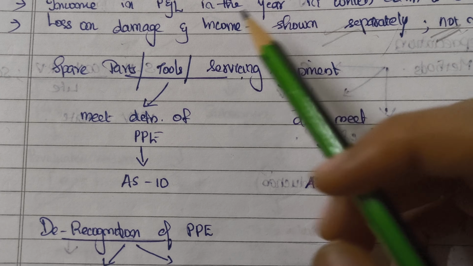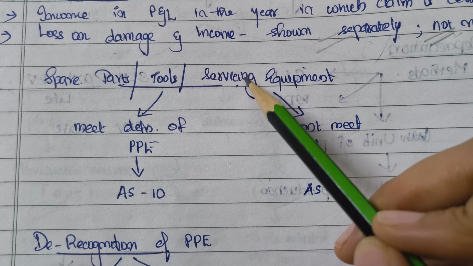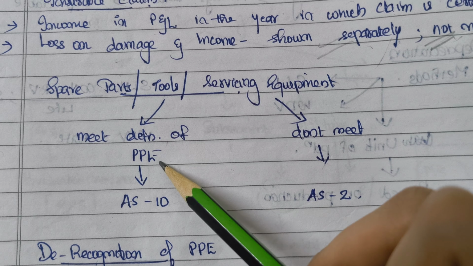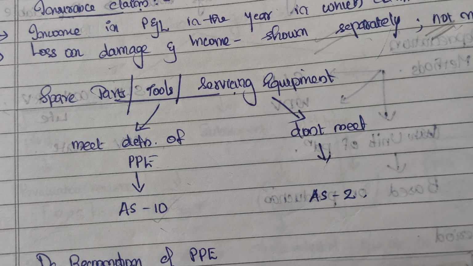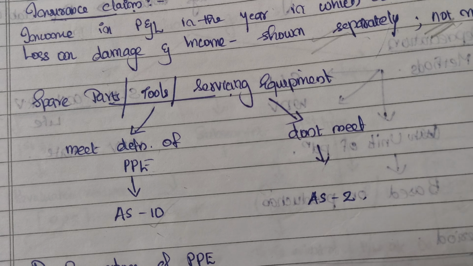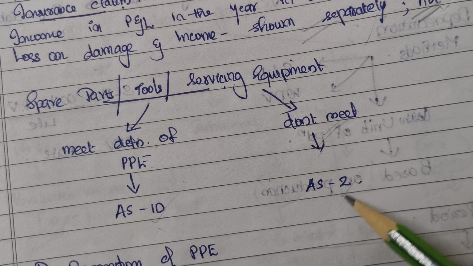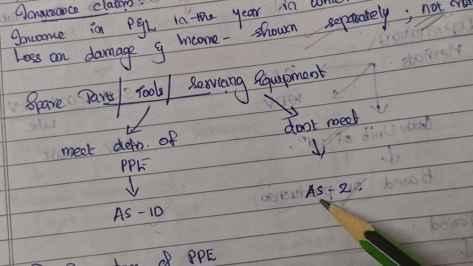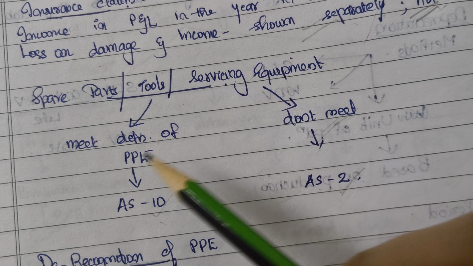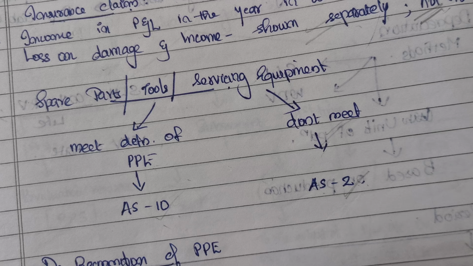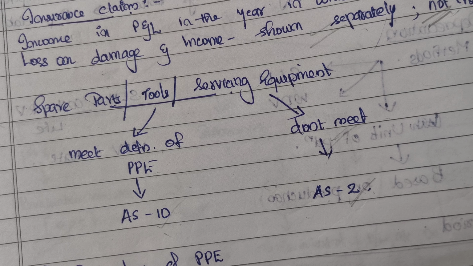Now what about spare parts, tools and servicing equipment? If these spare parts, tools and servicing equipment meet the definition of PPE, we will account for them on the basis of AS10. If they don't meet the definition of PPE, then we will account for them on the basis of AS2, valuation of inventory, which we have already learned.